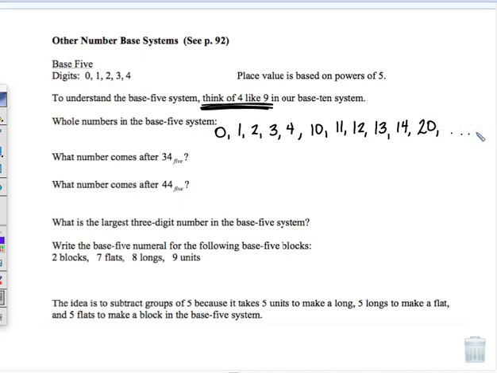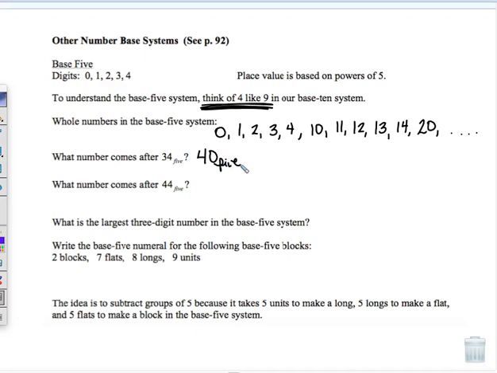But notice you never see a digit larger than a 4. That's all the digits, 0, 1, 2, 3, 4. Those are the only digits that exist in the base 5 system. So if you think about what number comes after 34, remember we would have 30, 31, 32, 33, 34. 34 is like 39 in base 10 system. So the next number would be 40, and we write 5 down here to say it's 40, but we're using the base 5 number system.